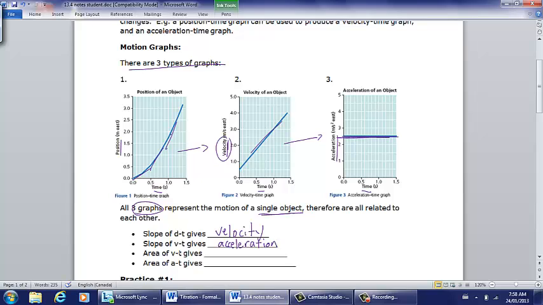You know that the area underneath a velocity time graph would give displacement, and the area under an acceleration time graph would give velocity. Let's look at an example.